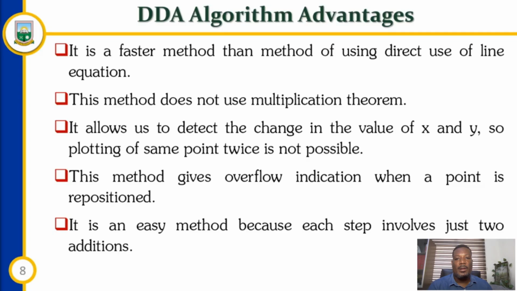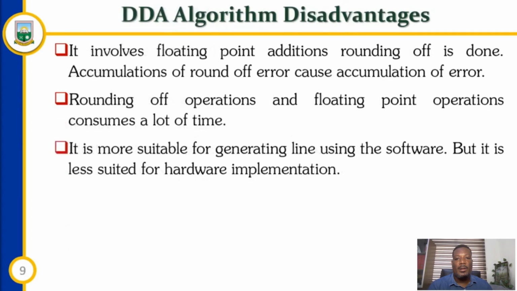disadvantages. The first disadvantage that I want us to talk about is that it involves floating point addition. Rounding off is done. This is a problem, and the reason is when we had values of maybe the x-coordinate being 5.2, we rounded it off to 5, and maybe 6.92, we rounded it up to 7. And the accumulation of round-off values for these coordinates will eventually give some sort of accumulated error.